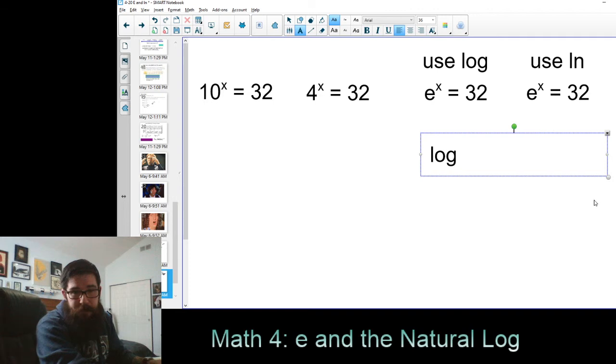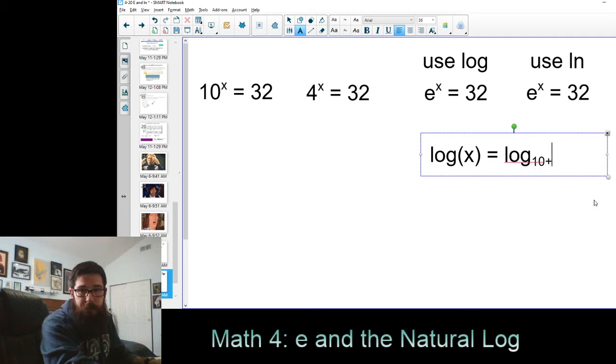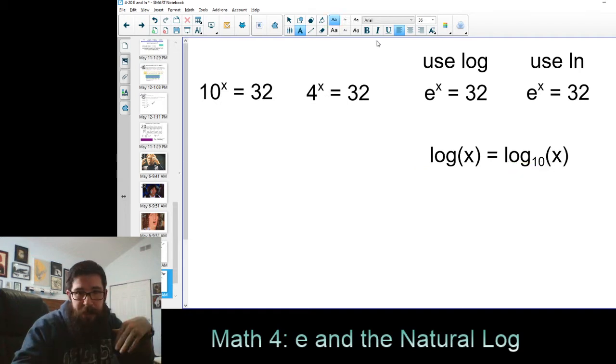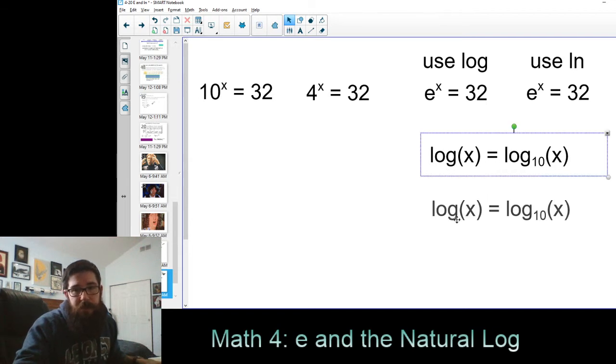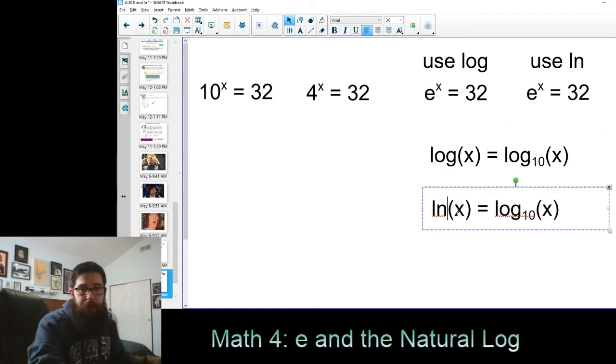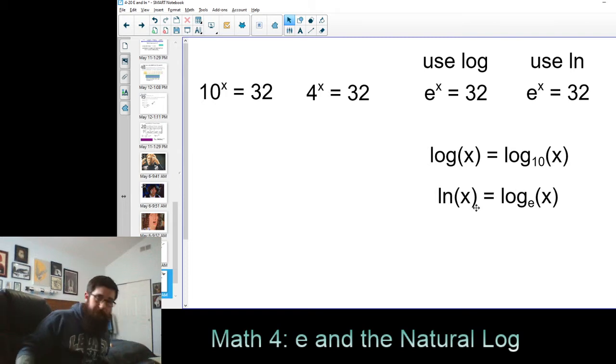If I gave you this, on its own, we know that's equal to... Right, if we see log on its own, that's the same as a log base 10. If you see something like this, a log base e is the same thing as a natural log. Okay, stop. They're the exact same thing. Everything you know about logs is going to work just fine.